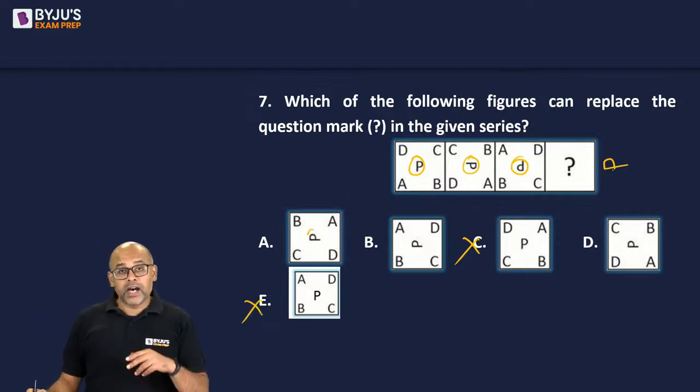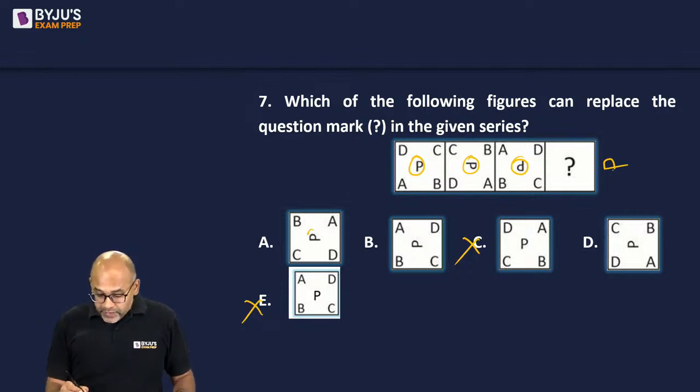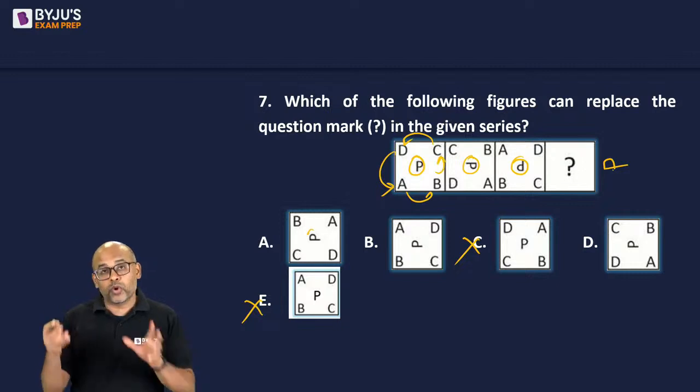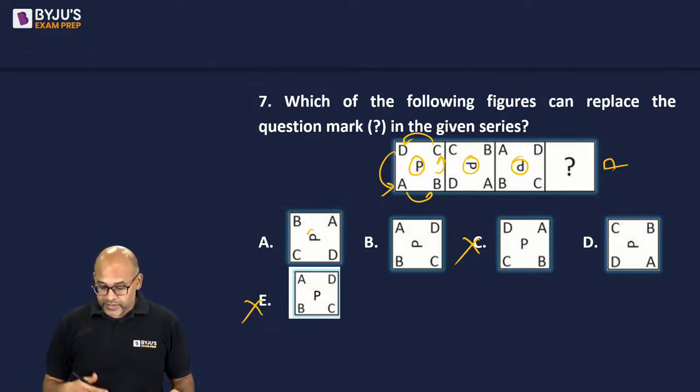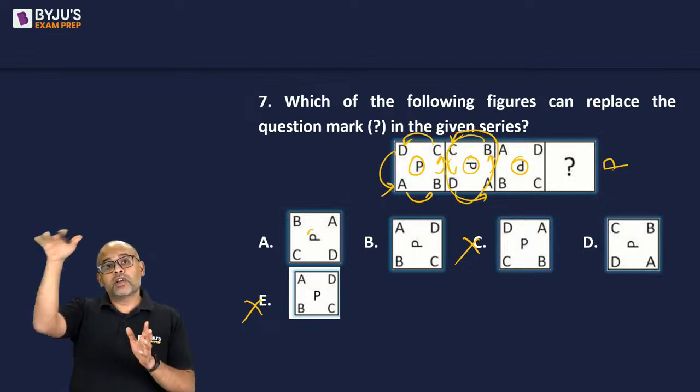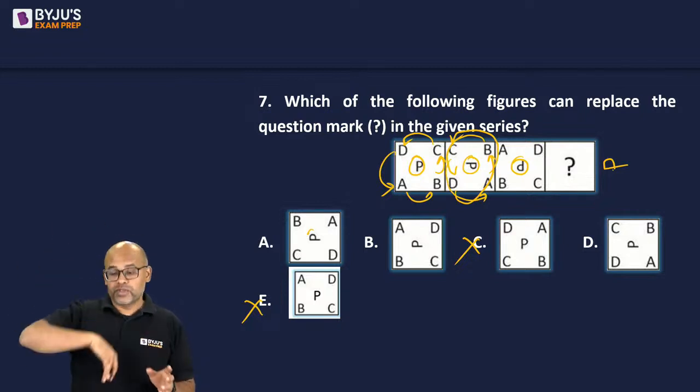Then if you're looking at the other alphabets, you have D coming here, C coming here, A coming here, and B coming here. So rotation counterclockwise. Then what is happening? Your A is rotating and coming here, C is rotating and coming here, B is rotating and coming here, D is rotating and coming here. So it is counterclockwise rotation 2 times.